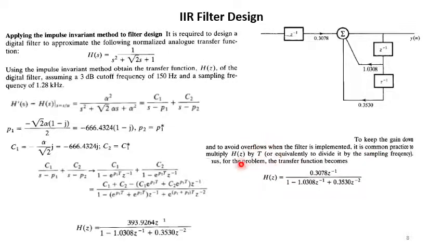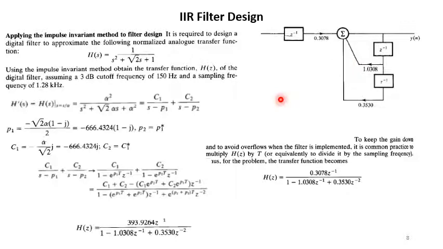You know T is the sampling period, so we can easily find it from here because we are given the sampling frequency. One over the sampling frequency is basically the sampling period. So on multiplying H(z) by T, or we can also say dividing it by the sampling frequency, the transfer function becomes this one. And the structure for the resulting system is as shown here.